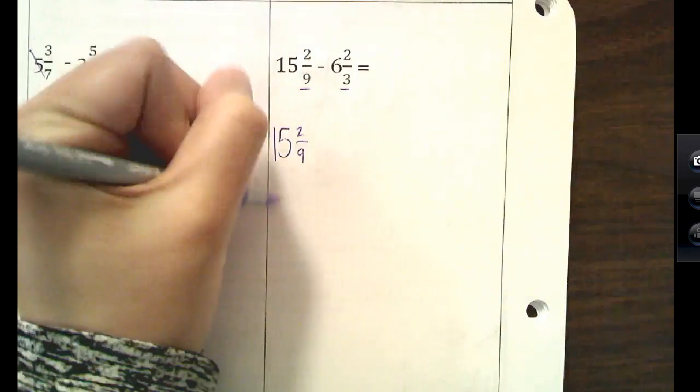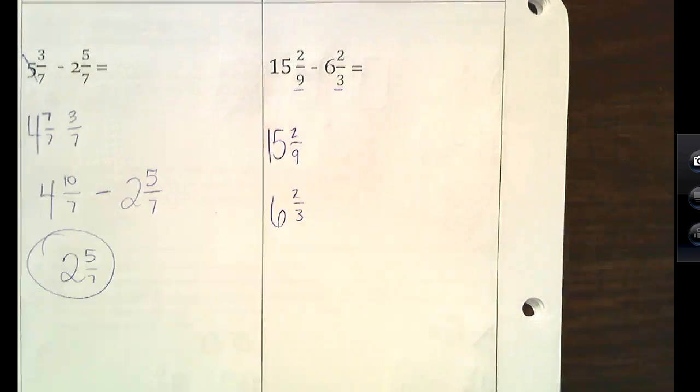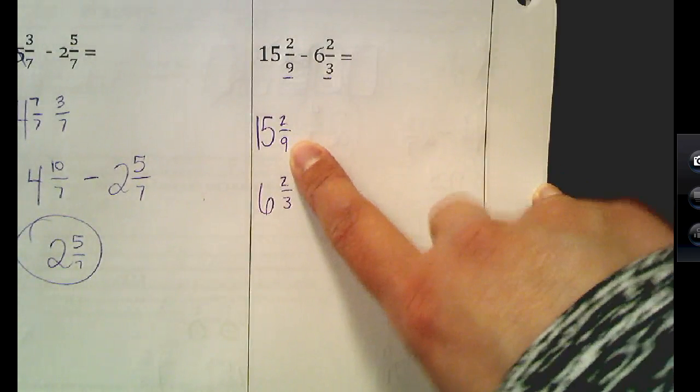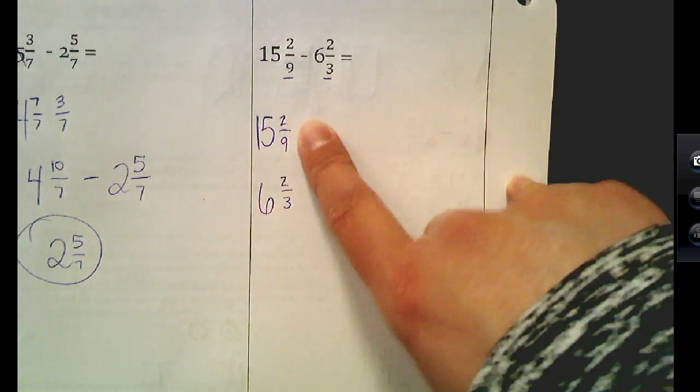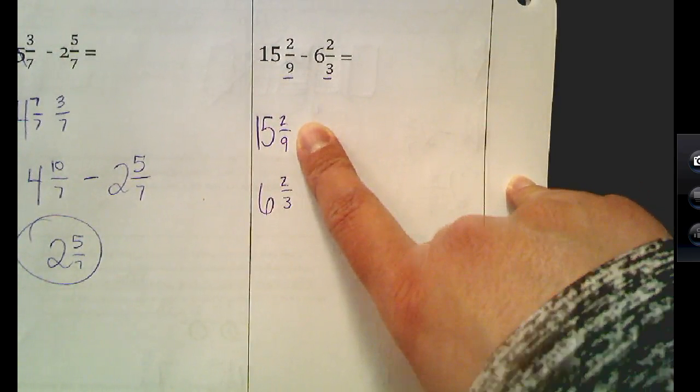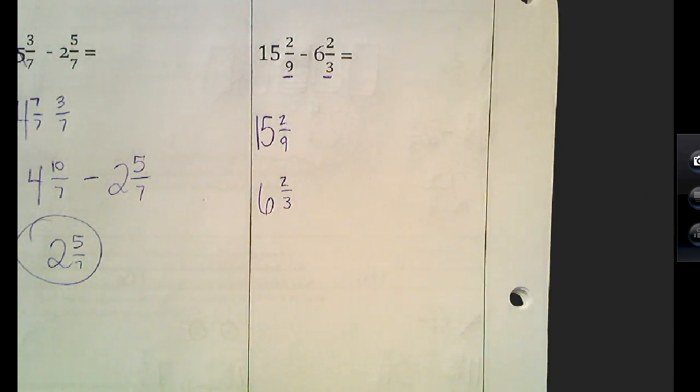So I'm going to go ahead and write 15 2/9. And I'm going to write 6 2/3. I'm going to start organizing my work. So go ahead and write that down for me. And I want you thinking about the common denominator. We need a number that both 3 and 9 can go into. So right now you're just thinking about it. Thinking of a number that 3 and 9 can both go into.